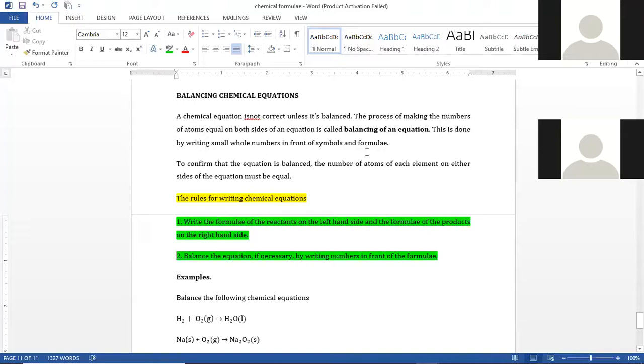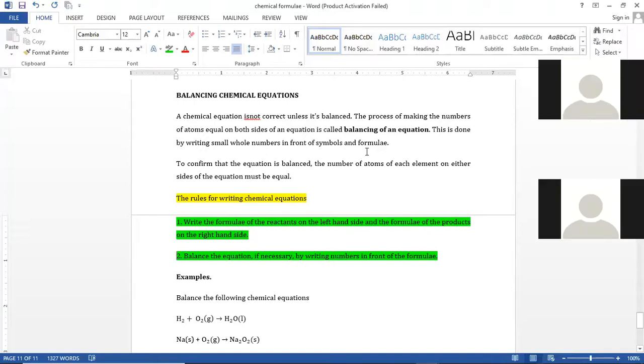We always write chemical equations. Chemical equations are written when there is a reaction taking place. If you can remember reactions of magnesium with oxygen, or reactions of metals with oxygen, or reactions of metals with water, all reactions that we always talk about. We have substances reacting together and they are forming these things.